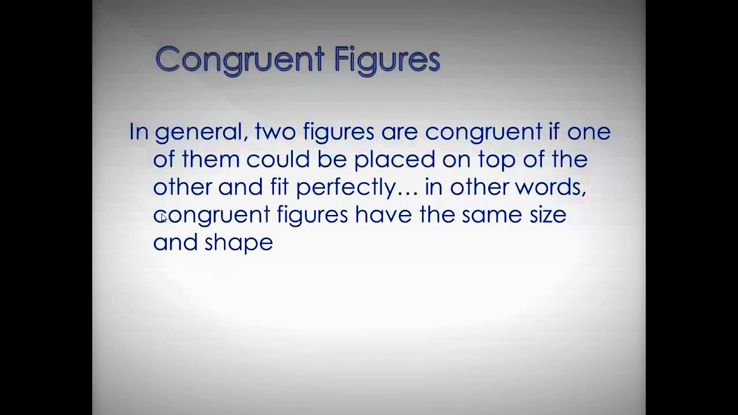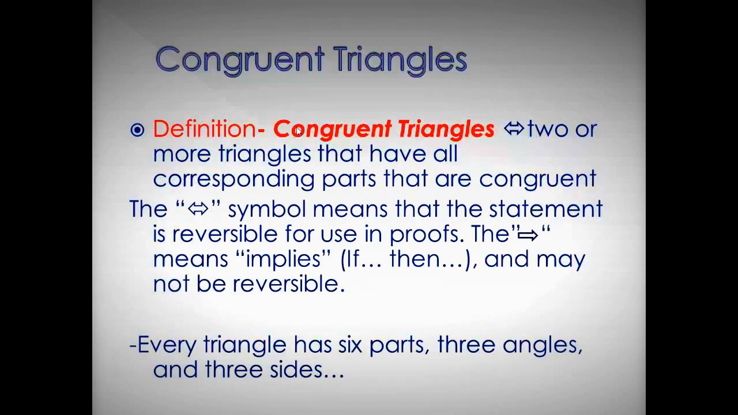In general, two figures are congruent if one of them could be placed on top of the other and fit perfectly. In other words, congruent figures have the same size and shape. Now, definition here. Congruent triangles are two or more triangles that have all corresponding parts that are congruent. This two-directional symbol means that the statement is reversible for use in proofs. In other words, it's a definition. Remember, definitions are reversible. The single directional arrow means implies. It's an if-then statement, and it may not be reversible, so be careful with those.